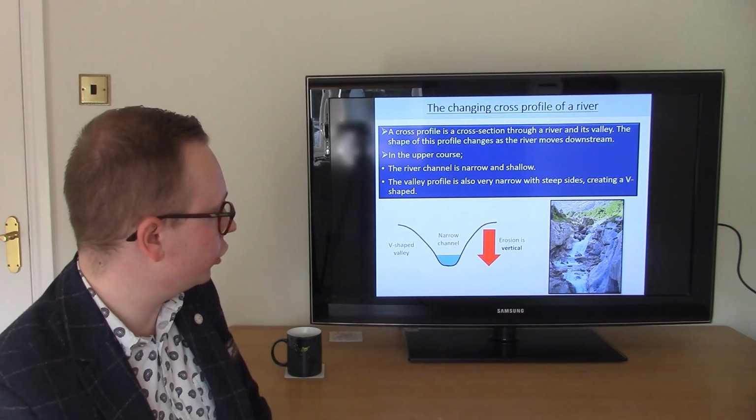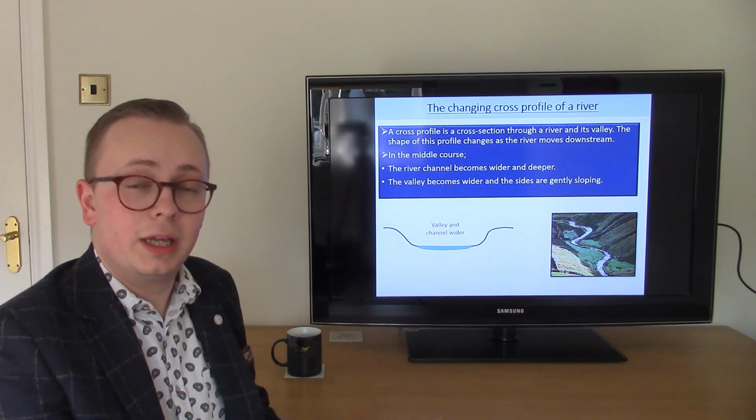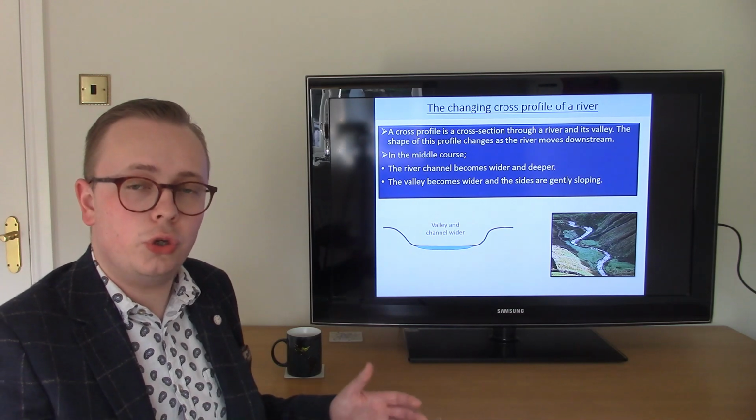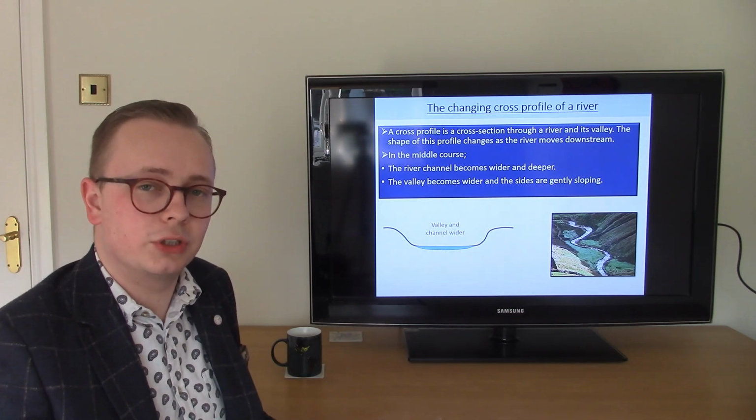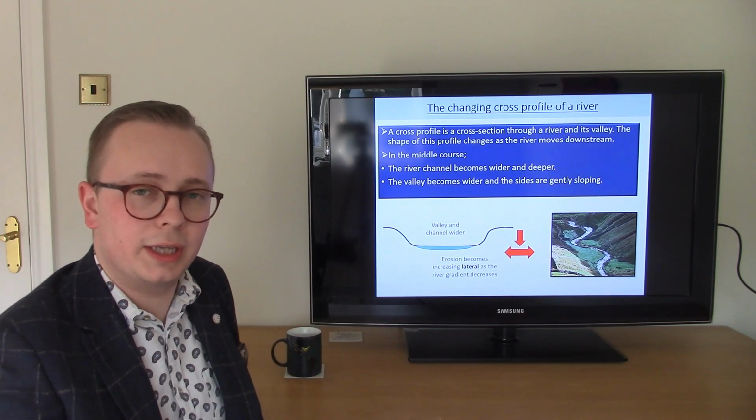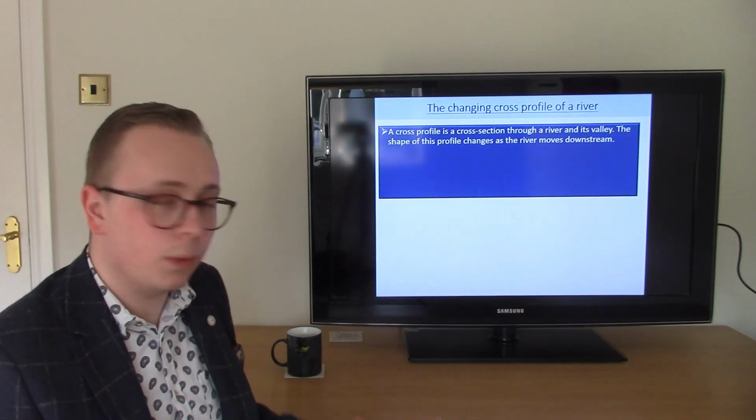steep-sided feature. At this point in the middle course, as more water has been added to the river, the channel itself has become wider and deeper, and so too has our valley. It's now become wider with these more gently sloping sides, and that's because of this increased lateral erosion as we get towards sea level. And that process continues into our lower course.